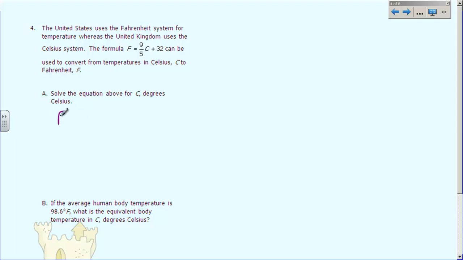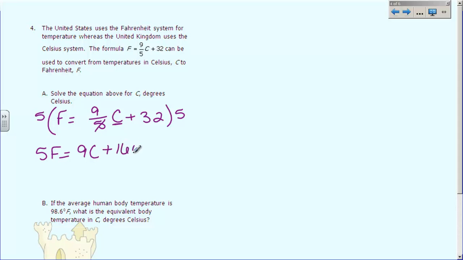So we're going to rewrite the equation. And I want this C all by itself. Well, you see I have a fraction. I'm going to clear out my fraction by multiplying by the denominator of that fraction. That makes this side 5F. That cancels out this 5, leaving me with 9C. And then I have to do 32 times 5 also, because it is not part of the numerator originally. It's hanging out by itself. And that becomes 160. And then I solve like you're used to.